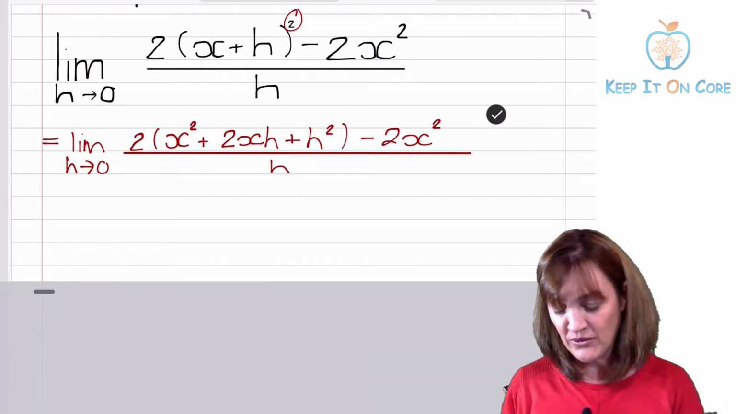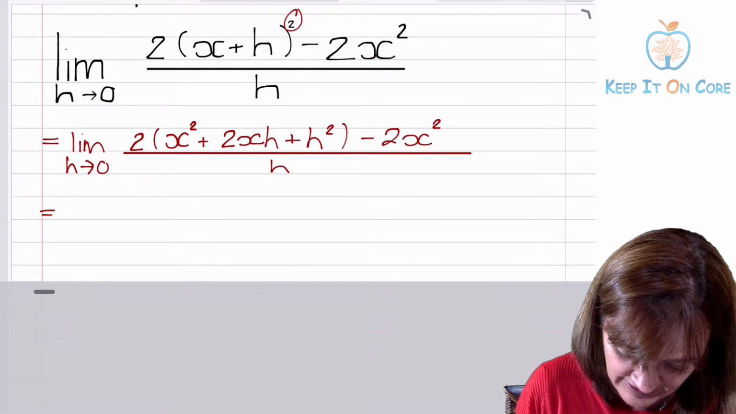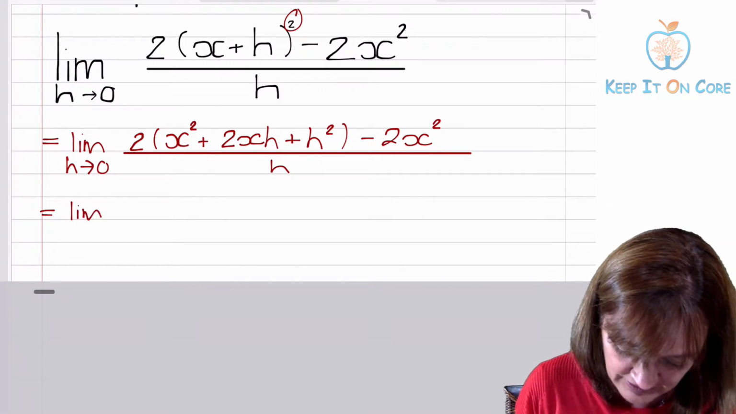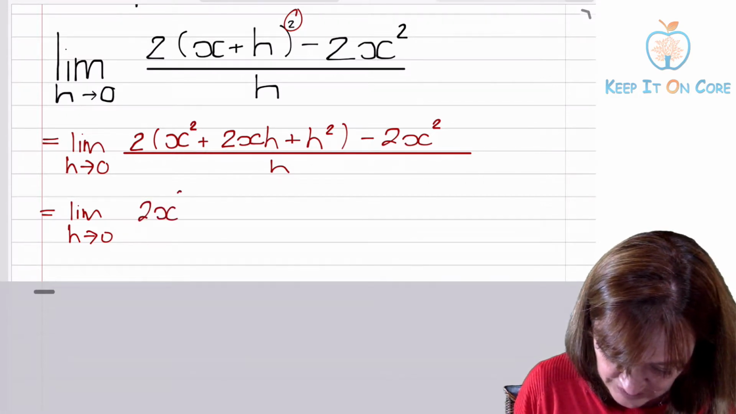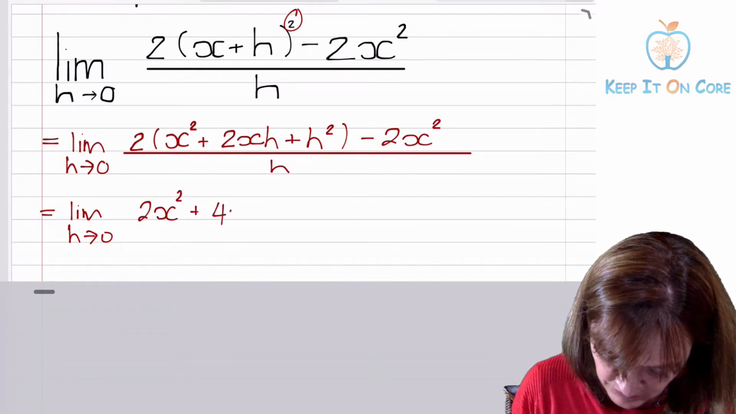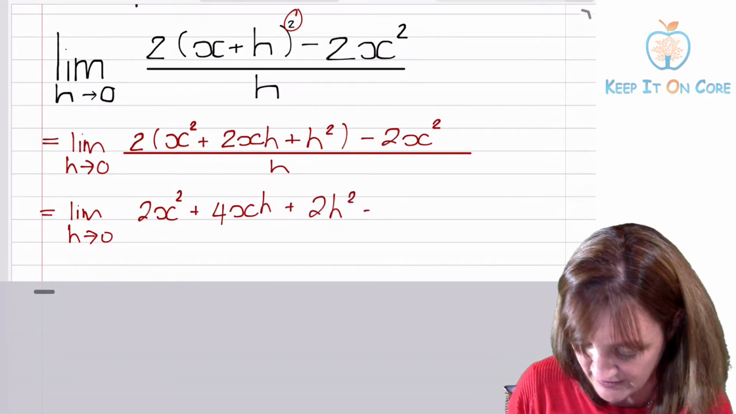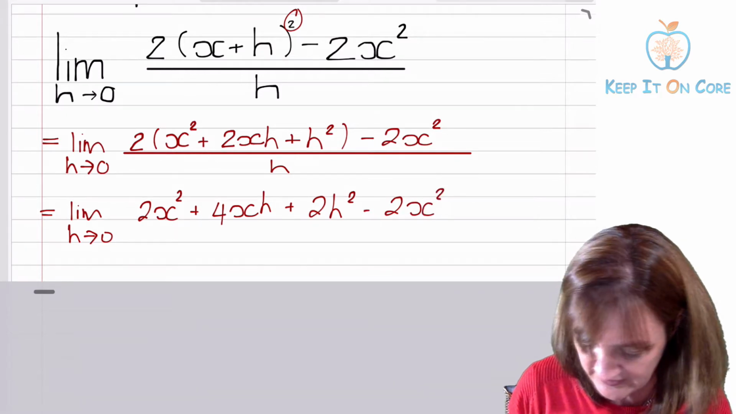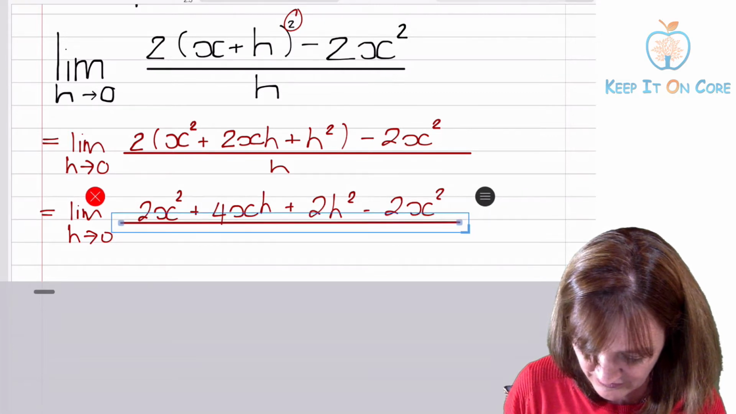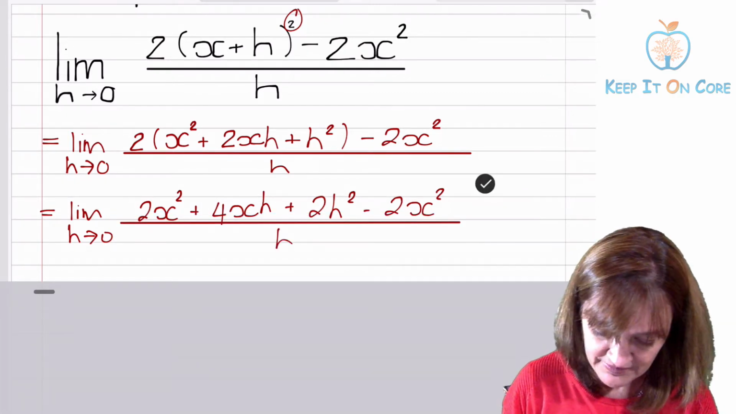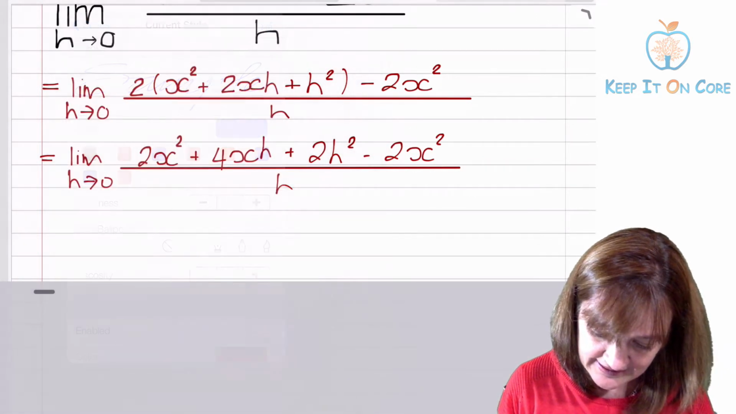Okay, can I take out, or can I somehow factor the top yet? No, I can't. I'm going to have to take another step of tidying up. We've got our limit as h is tending towards 0. Distribute your 2 into the bracket. So I'm sitting with 4xh. I'm sitting with 2h squared minus 2x squared. It's all over h, okay?